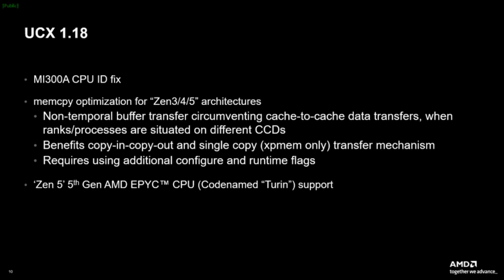And last but not least, we presented last year some of the work that was done by our CPU team for memcopy optimizations for the Zen 3, 4, 5 architectures that basically allow for non-temporal transfers that bypass the caches if the individual processes sit on different CCDs. So that was merged earlier this year, and I think will be available in the 1.18 release series as well. So these are, from our side, the biggest additions in the upcoming release.